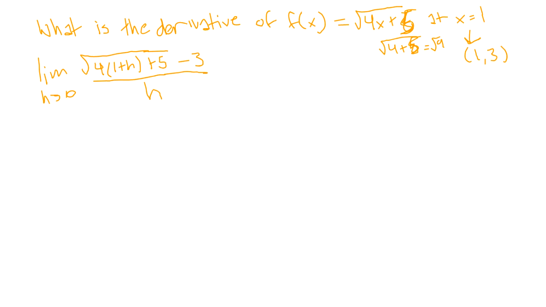So we're going to go back to our lovely friends, conjugates, because we want to be able to rationalize and get this out of the top. So we're going to multiply both numerator and denominator by the square root of 4 times 1 plus h plus 5, plus 3.